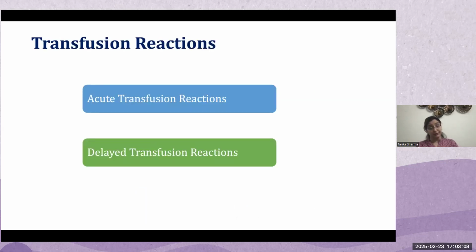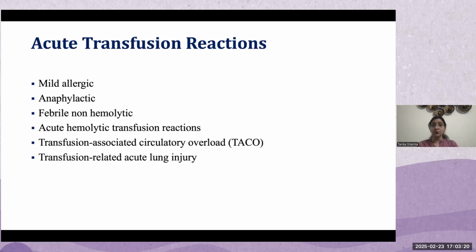So if not taken care of, or even if taken care of, the person might get transfusion reactions. You can have acute transfusion reactions, or you can have delayed transfusion reactions. When we talk about acute transfusion reactions, which happen in a very short span of time, the person might have mild allergies or anaphylactic reactions. They can be febrile non-hemolytic reactions. They can be acute hemolytic transfusion reactions, and they can be TACO and TRALI.